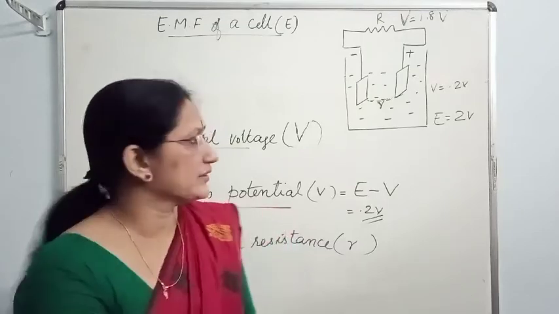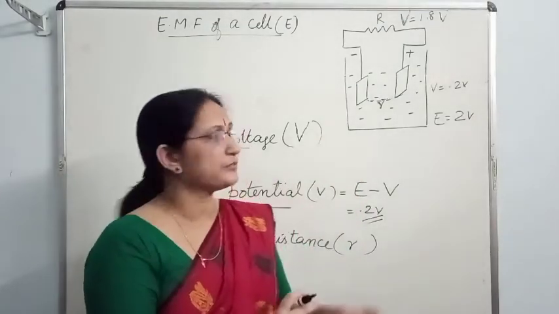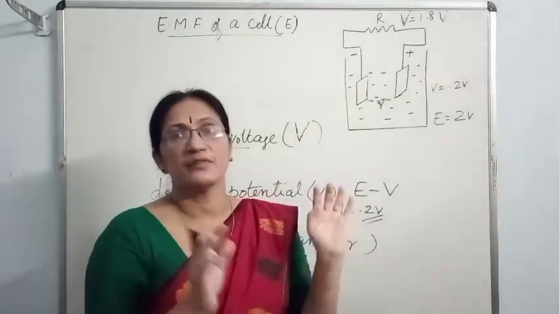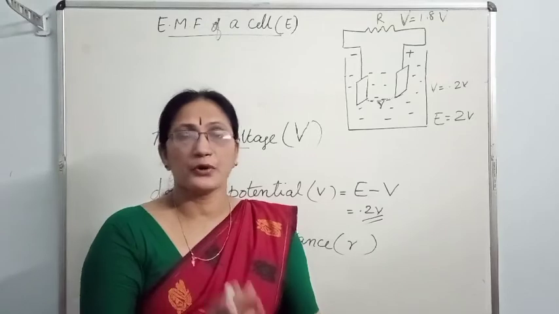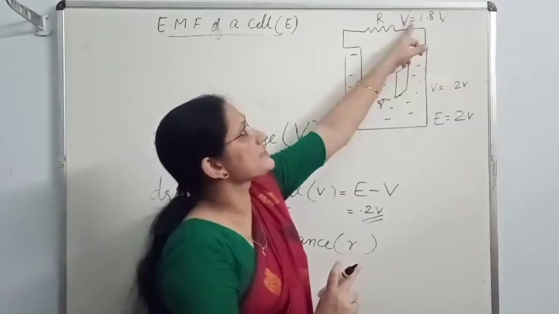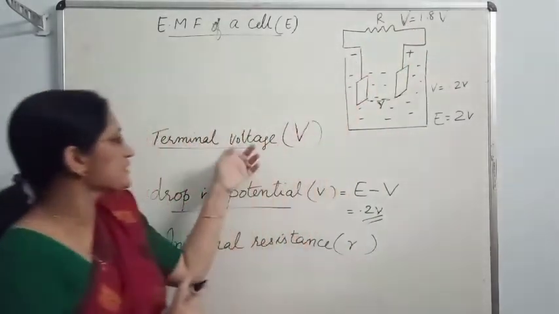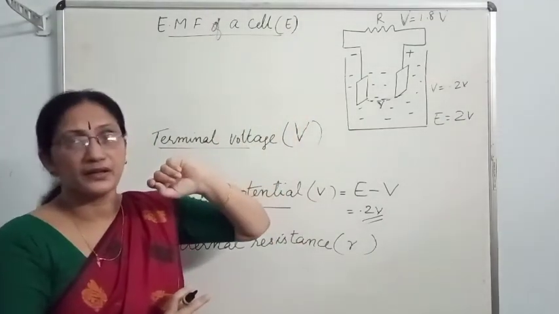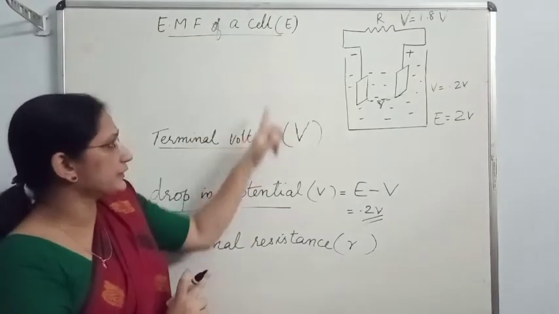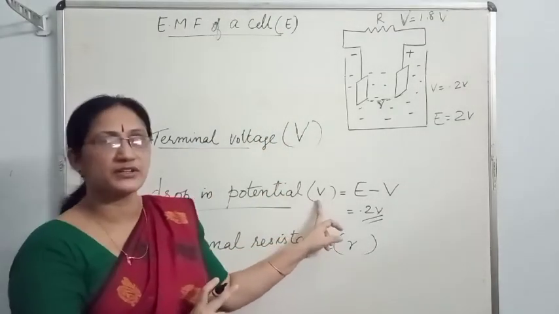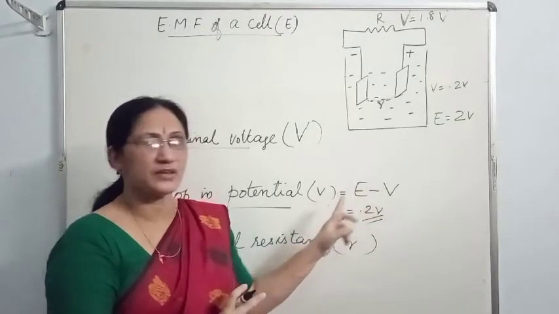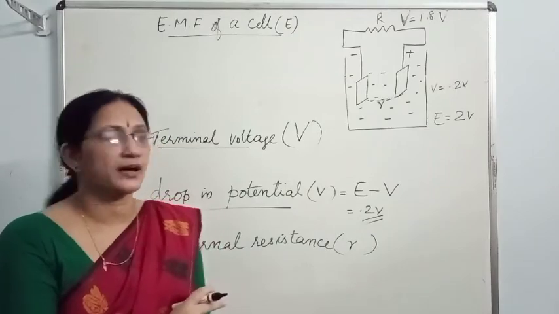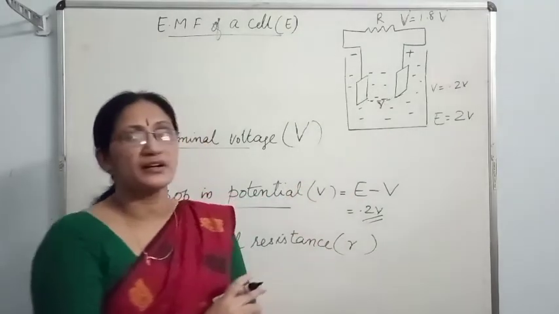So once again I will tell you the definition of EMF. EMF is the potential difference between the two terminals of a cell when it is not in use. Potential difference between the two terminals of the cell when it is in use is known as terminal voltage, capital letter V. EMF symbol is capital letter E. The difference of EMF and terminal voltage is known as drop in potential. Formula is E minus V. In our example, it is 0.2 volt. And why does this drop in potential happen? It is due to the internal resistance of the cell.